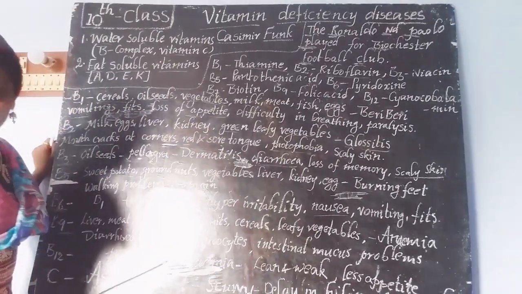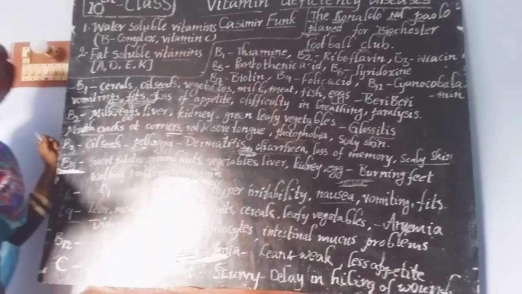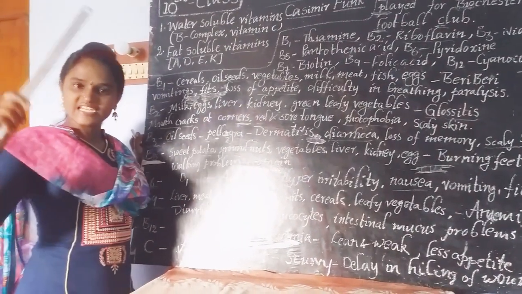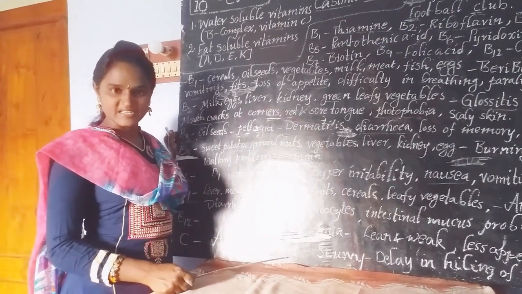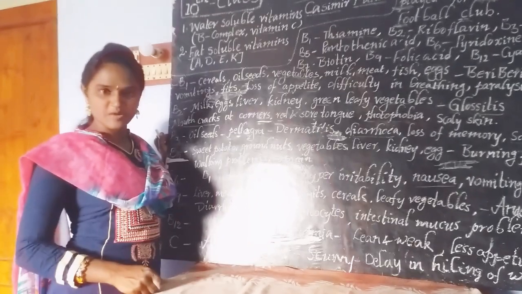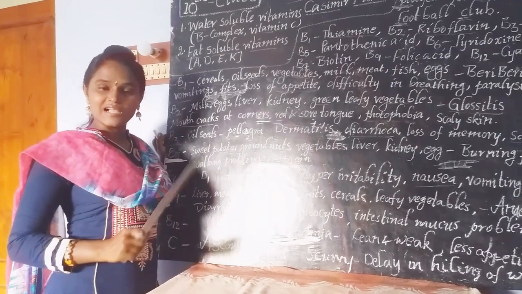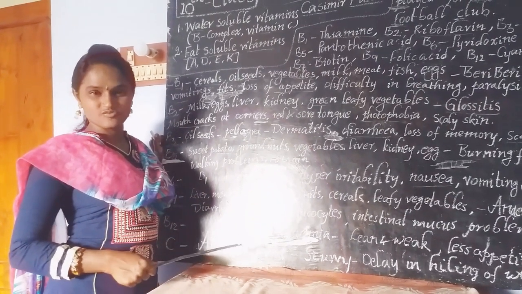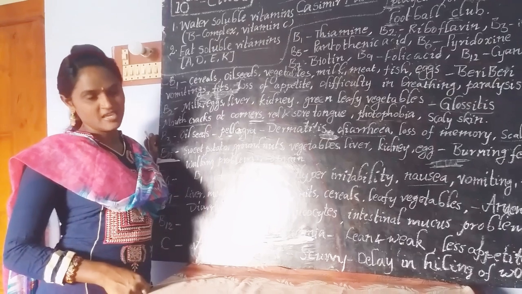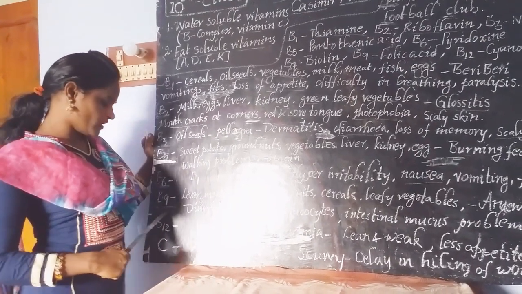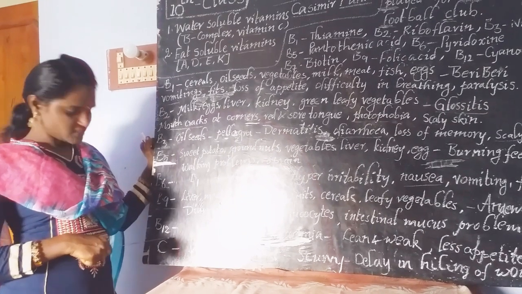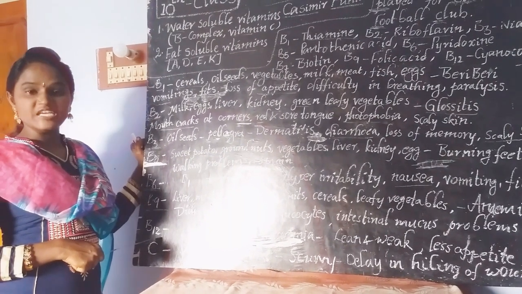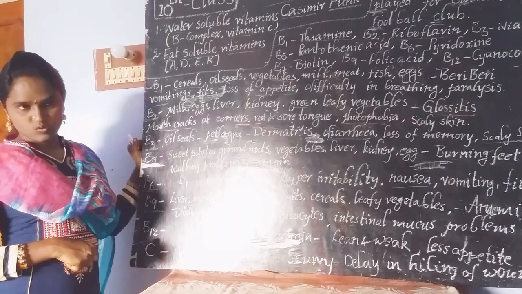intestinal mucus problems. In our intestine, the inner surface is lined with mucous membrane. Such kind of problems the people may get because of lack of that mucous membrane. They may get intestinal ulcers, and different kinds of intestinal problems from the lack of vitamin B9 in their body. Then we go to the next one, that is B12, vitamin B12.